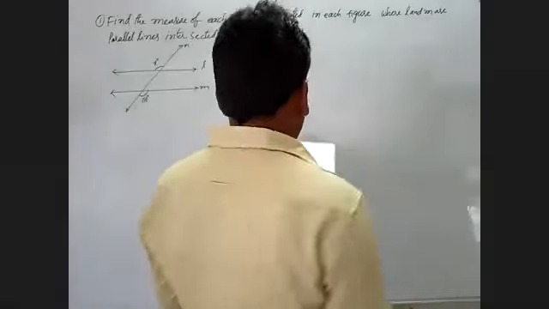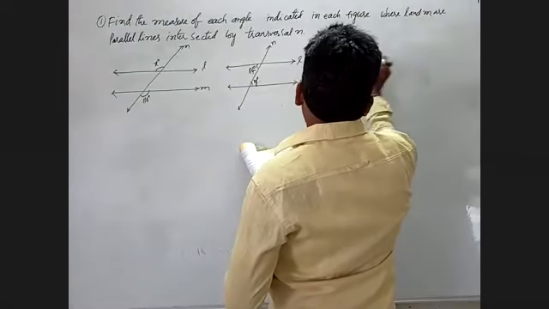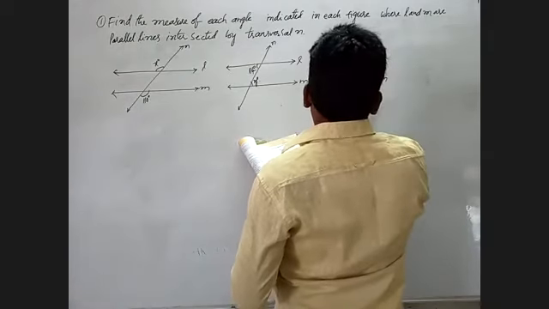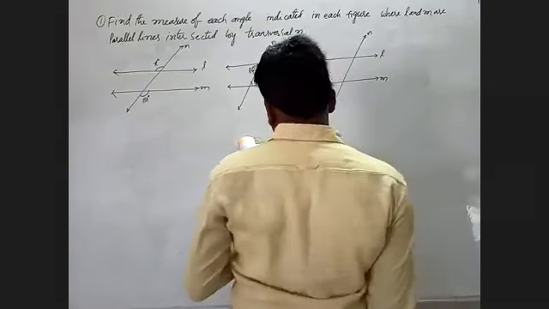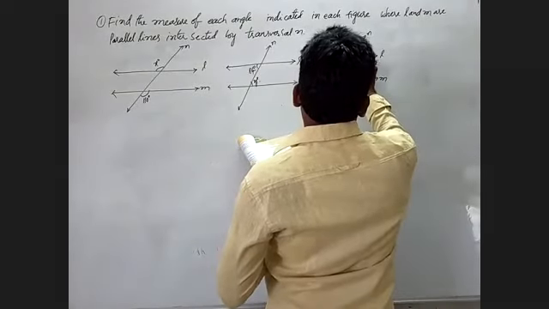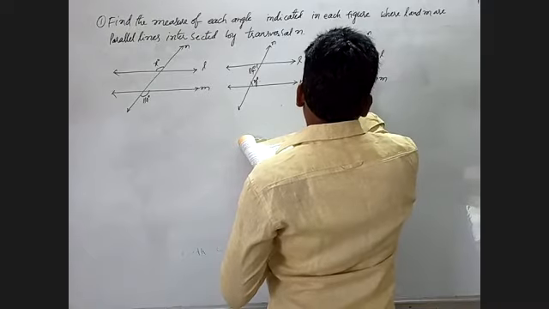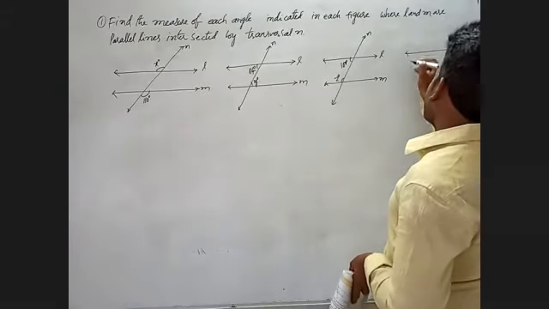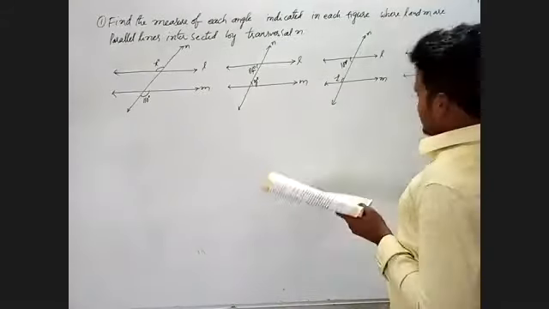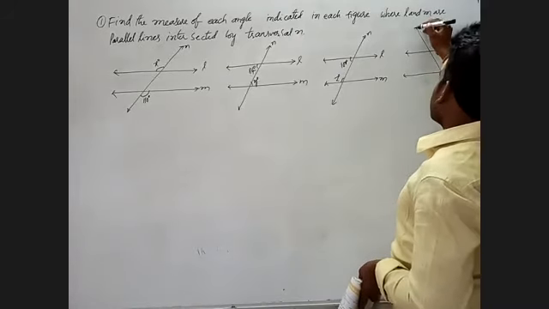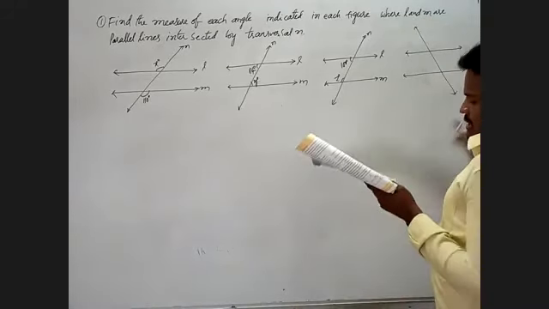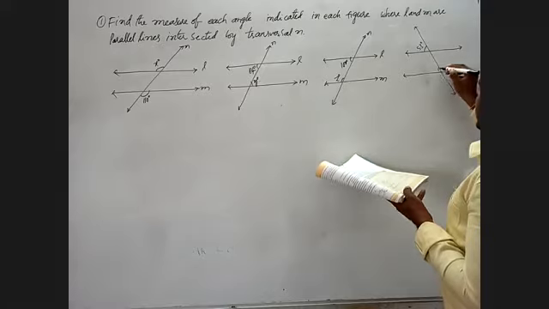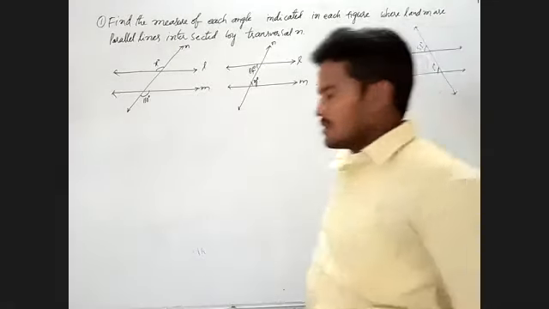Next, this is L, this is M. This is 100 degrees, this is 10 degrees. Now I am going to the last one. This is the given triangular figure. We will take 53 degrees, and after that we will take S degrees.